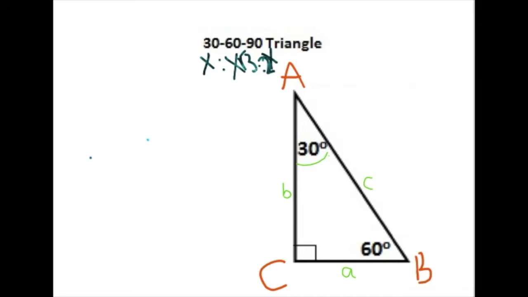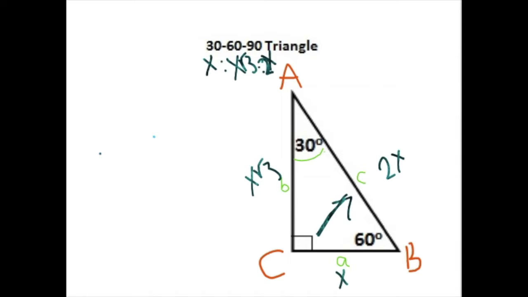Alright. And if you've watched my previous video, you would have known that the side opposite to 30 is x, which is the short leg. The one opposite to 60 is x root 3. And the one opposite to 90 is 2x, which is the hypotenuse. And the hypotenuse is always the one opposite to the 90 degrees angle.